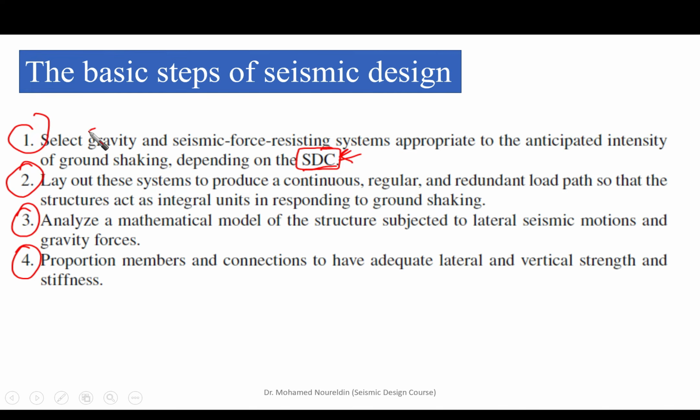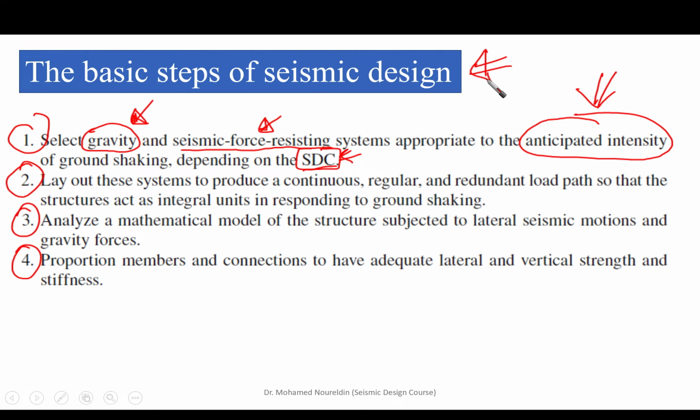So we need to what? Select gravity and seismic force resisting systems, or lateral seismic force resisting system. 2 systems that need to be selected well, and we need to think about the anticipated intensity of our earthquake. So based on this, we can design the structure, or we can secure that our seismic design is going to be reliable.